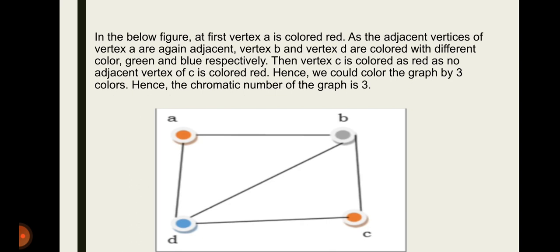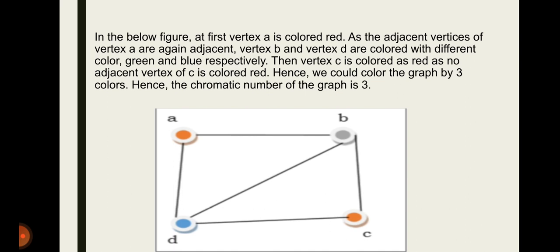So here we have seen the greedy algorithm. Now in this figure the graph is there, with vertices A, B, C and D. We have to use the greedy algorithm on this figure. In the figure below, at first vertex A is colored red, that is orange, and the adjacent vertices of A are D and B.